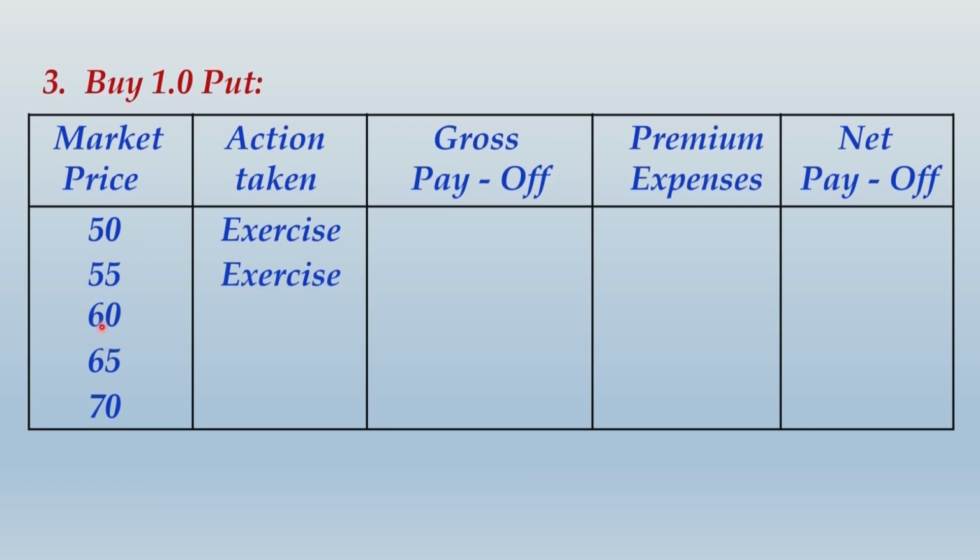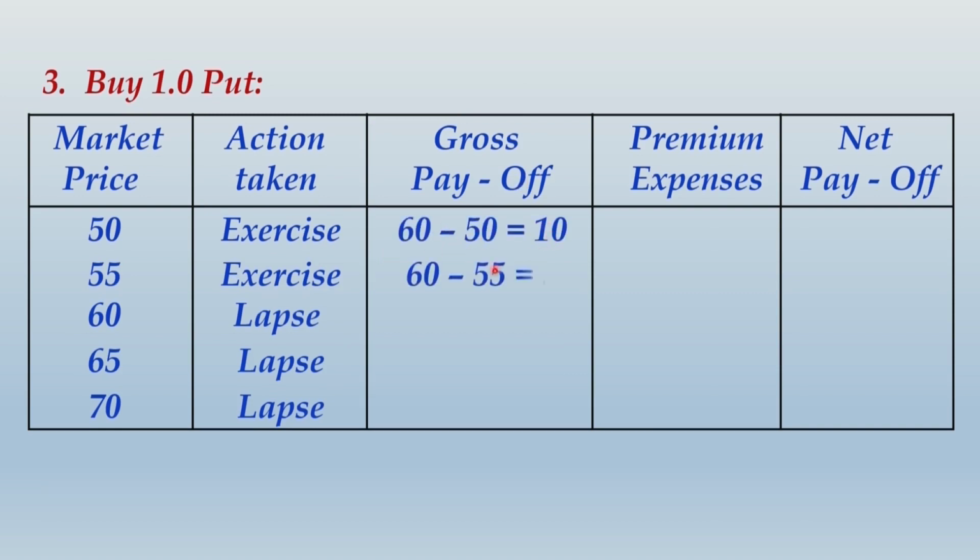When the market price is 60, it is matching with the exercise price, and the put option is at the money and it will not be exercised. You will let it lapse. And likewise, in the next 2 scenarios, the put option goes out of the money and you would let it lapse. When you are exercising a put option, its gross payoff or intrinsic value is always EP minus MP, that is strike price minus market price.